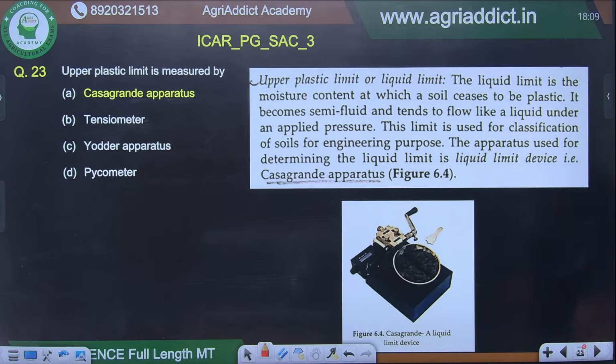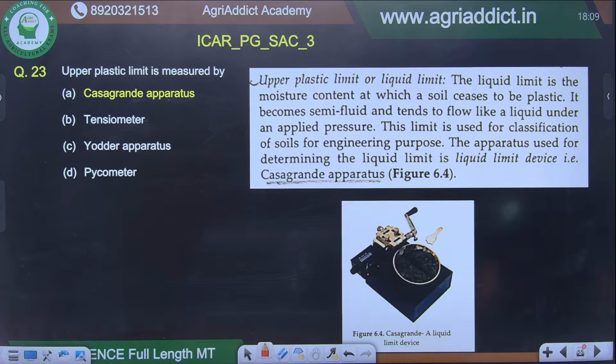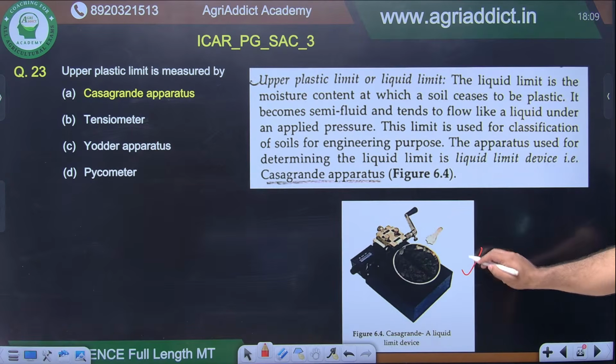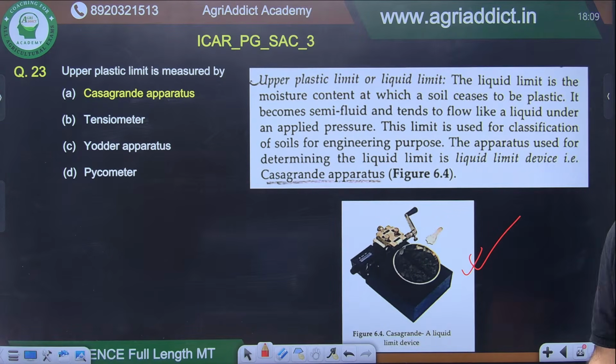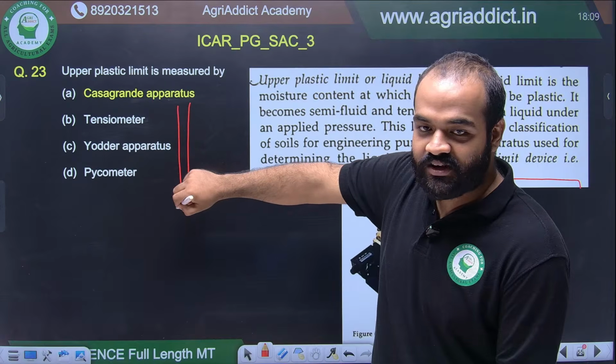Okay, so I am getting all the answers. Upper plastic limit is definitely measured by Casagrande apparatus. We all know that. Here I have given you the photograph also. This is also taken from new ISSS. This is also called the liquid limit device. There is nothing more to say here. I think you know the uses of all the others also.